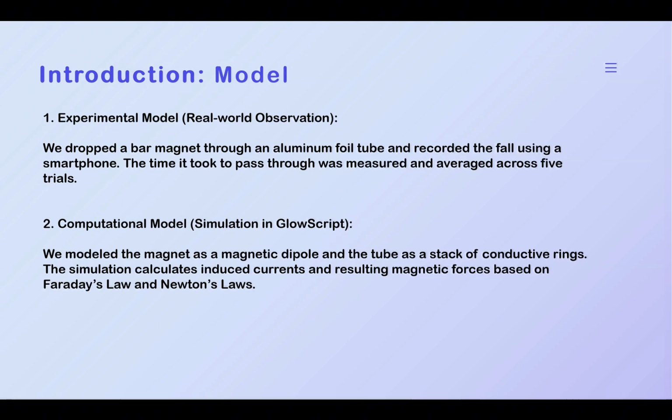And here are the two models in the lab. First one, the experimental model. We dropped a bar magnet through an aluminum foil tube and recorded the fall using a smartphone. The time it took to pass through was measured and averaged across 5 trials. And the second one, the computational model. We modeled the magnet as a magnetic dipole and the tube as a stack of conductive rings. The simulation calculates induced currents and resulting magnetic forces based on Faraday's law and Newton's laws.